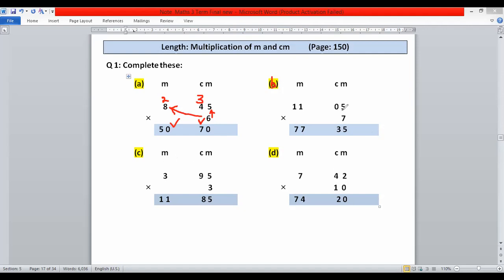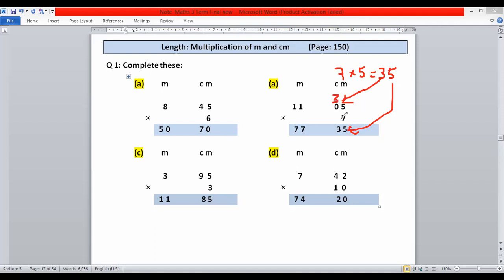Part B, 11 meter 5 centimeter multiplied by 7. So we will repeat the same method and same steps. 7 multiplied by 5, 7 5s are 35. We will write 5 here and carry 3 up. First we multiply 7 by 5. That is equal to 35. So write 5 here and 3 carry.